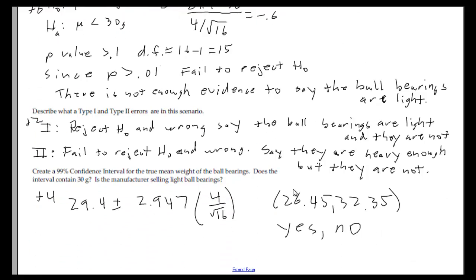The type 1 and type 2 errors: type 1 is to reject and say, yeah, they are light, but you're really wrong. Type 2 would be to fail to reject and say, no, they're fine, they weigh 30, but they really are not.